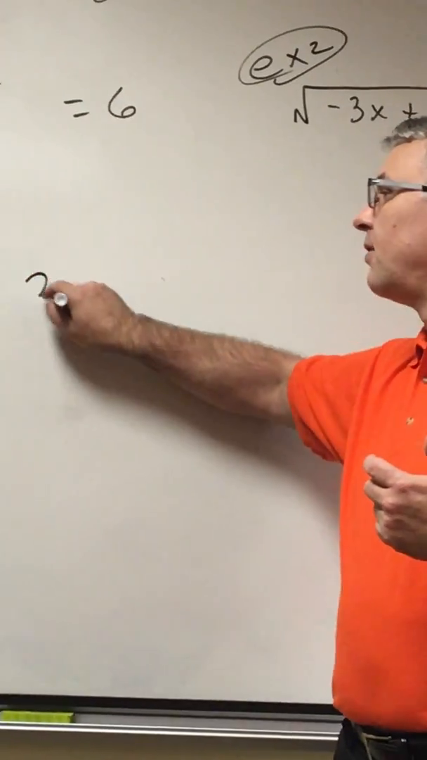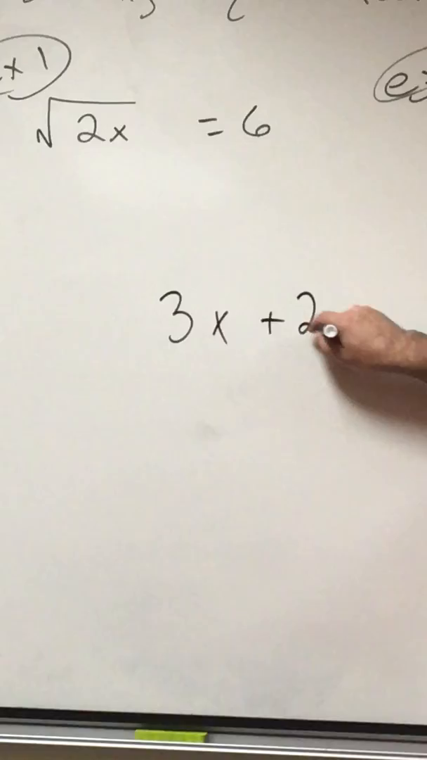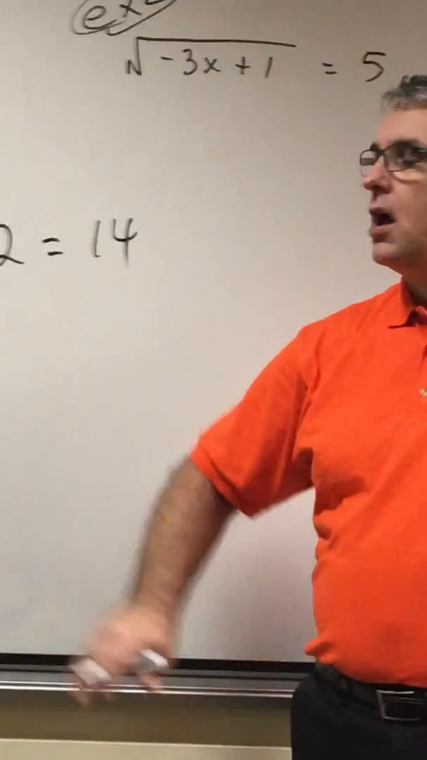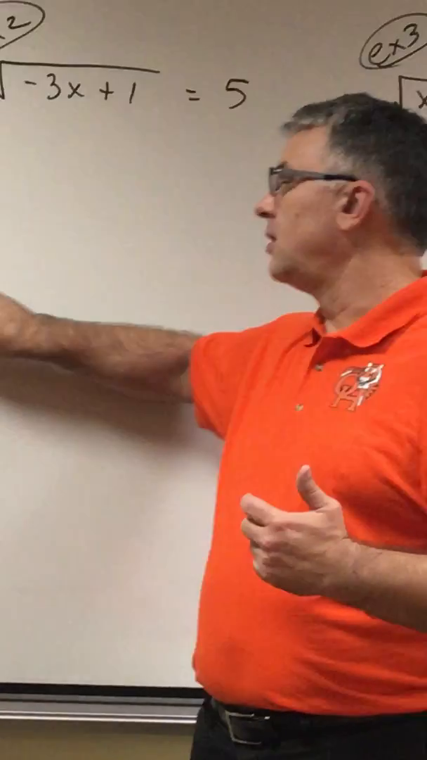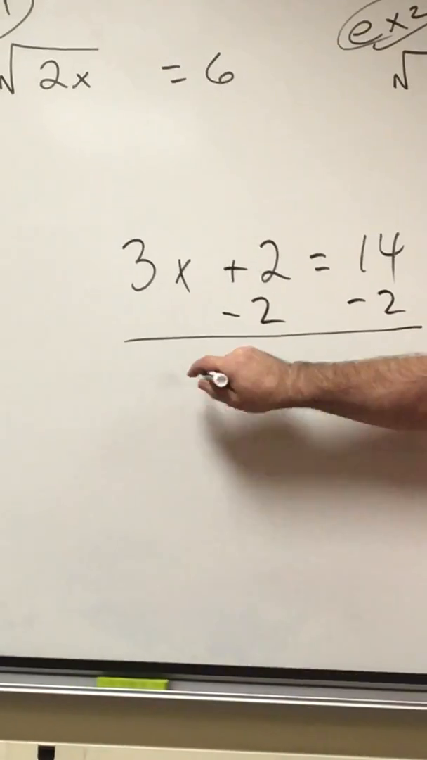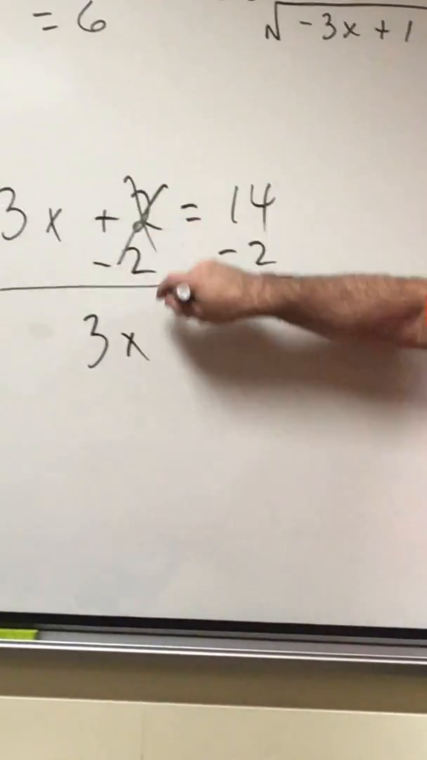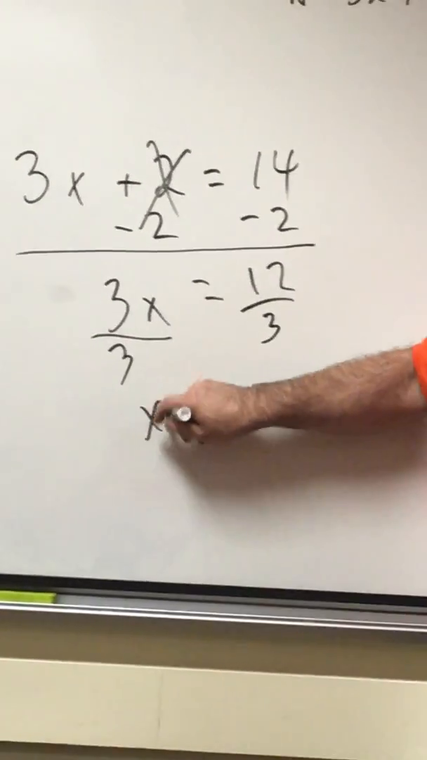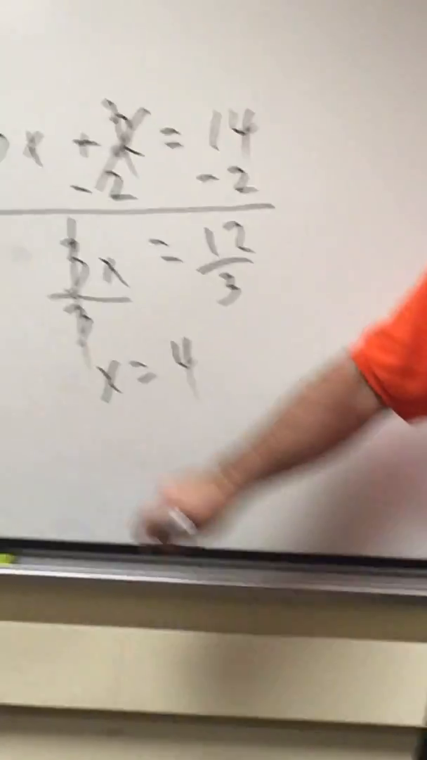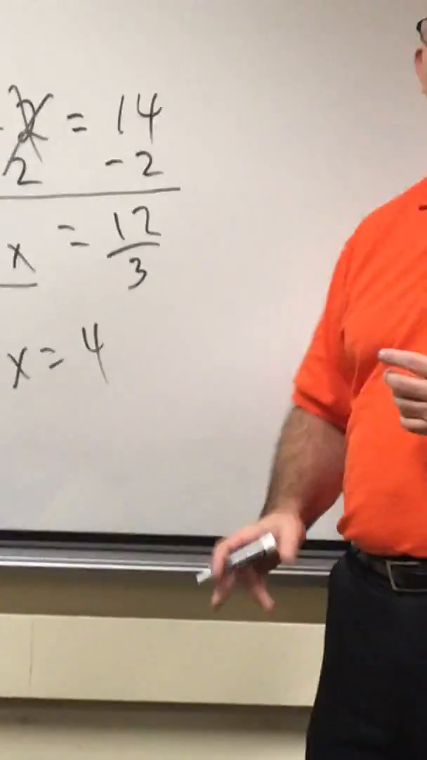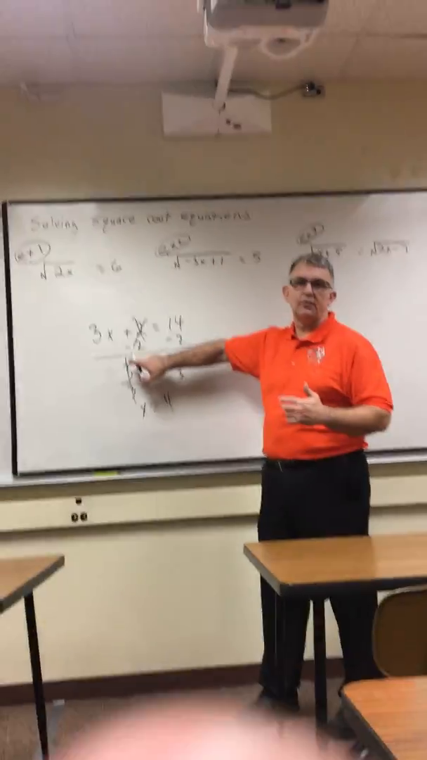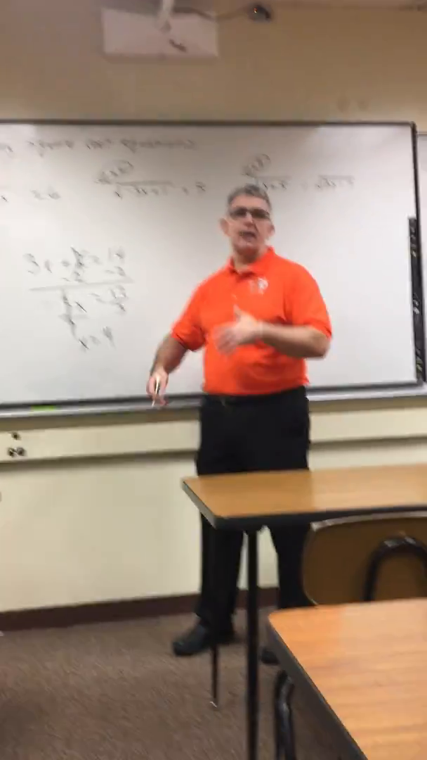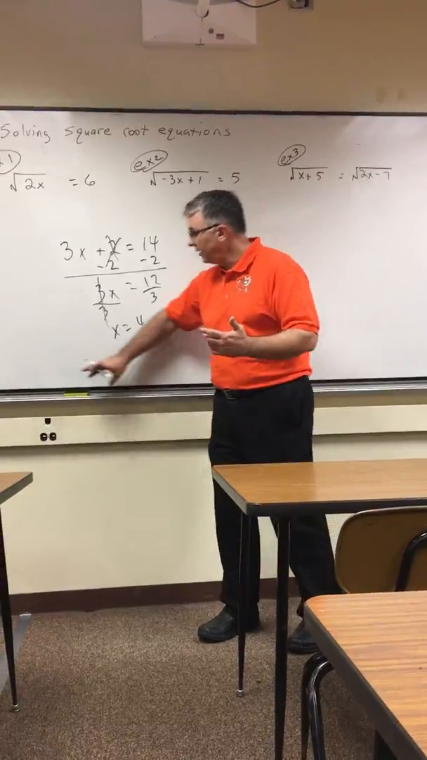So if you had a very simple equation like 3x plus 2 equals 14, we all know we go minus 2, leaves us with 3x equals 12. Divide by 3, divide by 3. X ends up equaling 4. We're using opposite operations. The opposite of plus is minus. Do it to both sides. The opposite of multiply is divide. Do it to both sides.